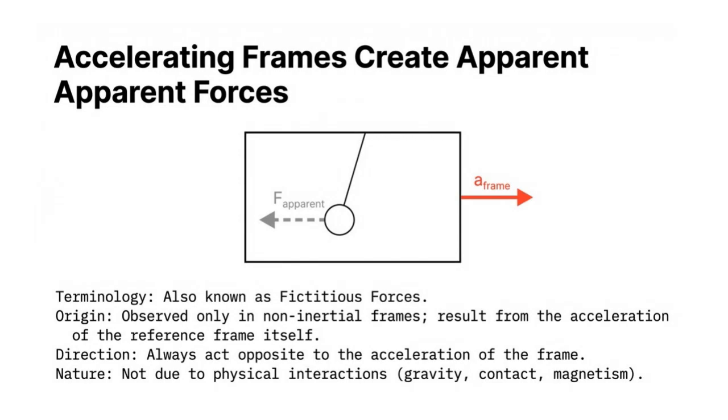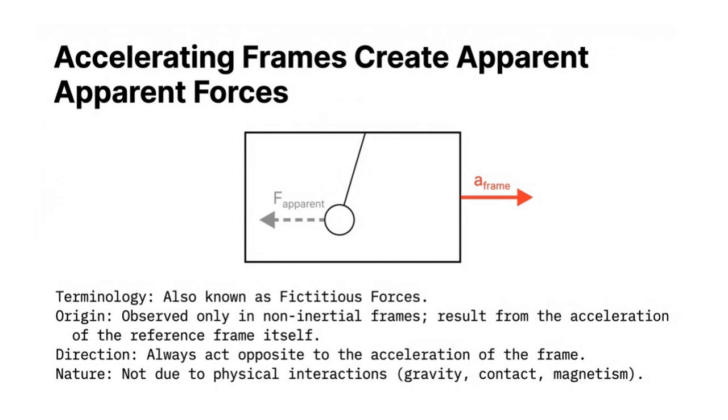When we observe motion from a frame that is accelerating, we notice forces that seem to act on objects even though no physical interaction is causing them. These are called apparent or fictitious forces. They only appear in non-inertial frames, which are frames that themselves are accelerating.